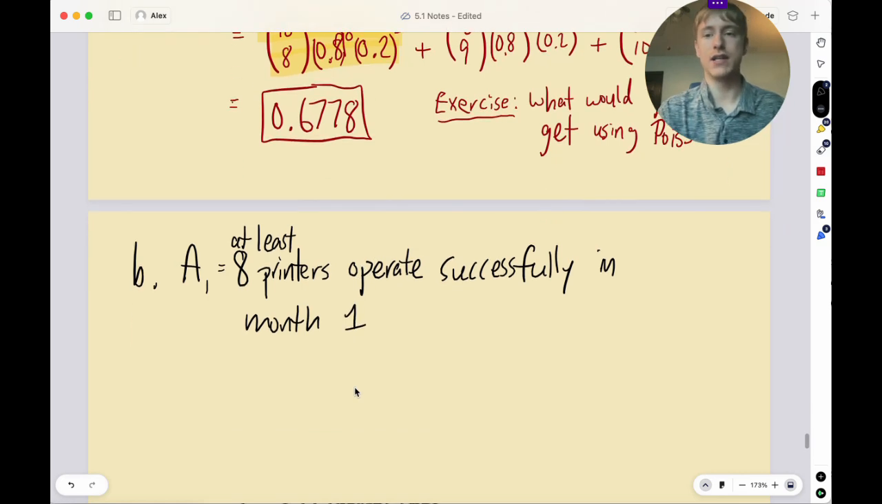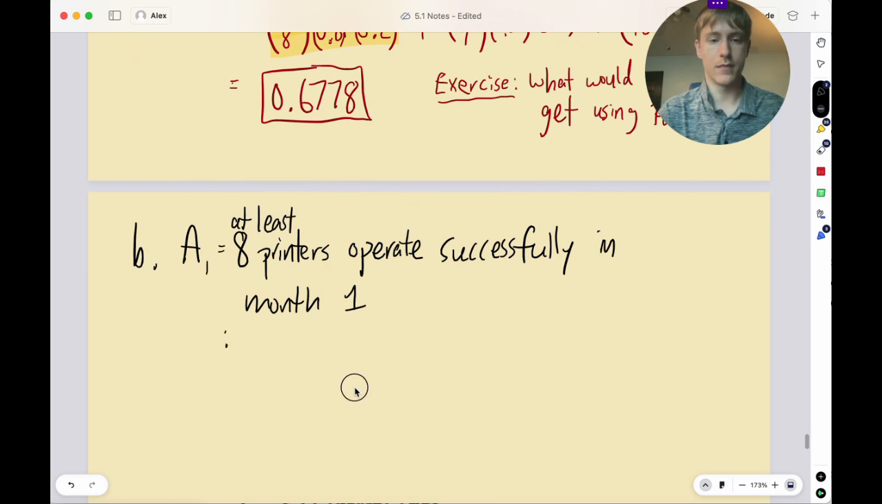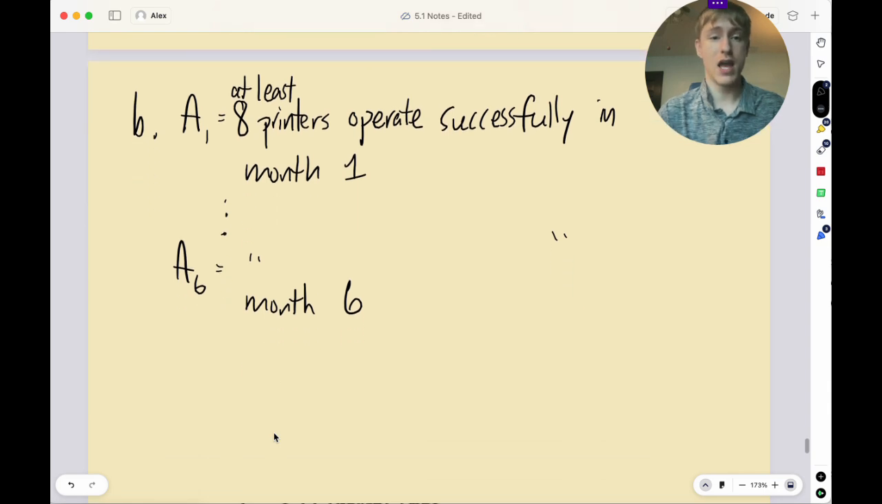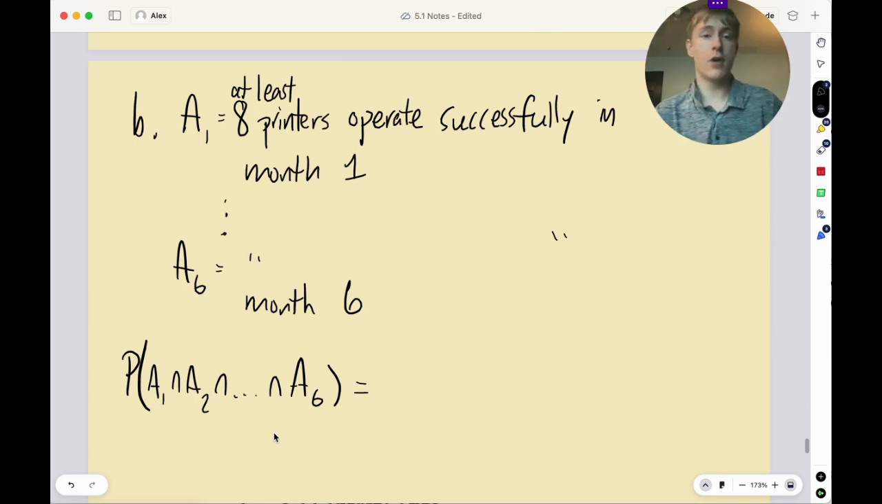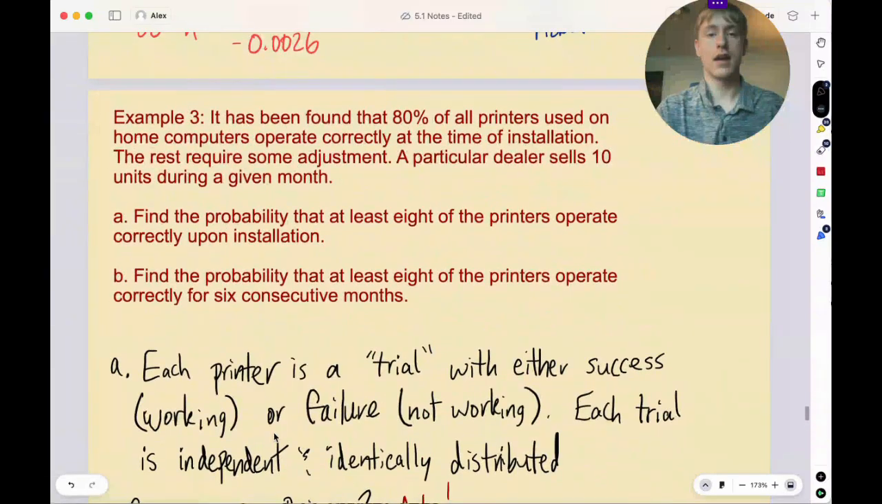And then really, A2, A3, etc. I'm not going to define the rest of these, but you can kind of see where I'm going with this. We want the probability that A1 occurs and A2 occurs and all the way until A6 occurs. That's what we're trying to find. The probability that at least 8 printers operate successfully in any given month is going to be independent month to month.